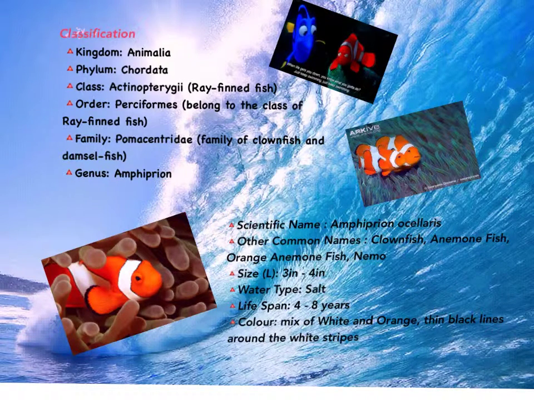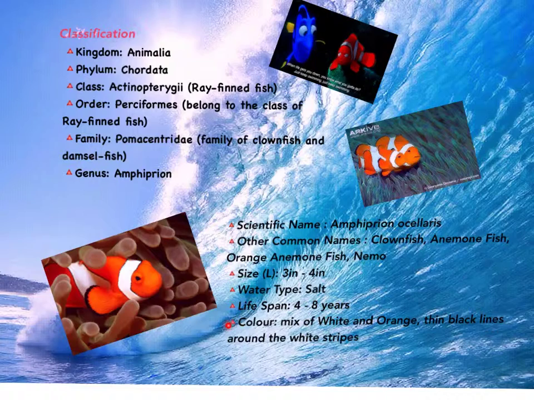And it has a lot of common names. You can call it clownfish, anemonefish, or just call it Nemo fish. The clownfish can grow to be from 3 to 4 inches, and of course they live in salt water. The lifespan is around 4 to 8 years.